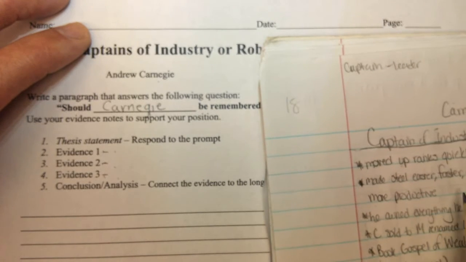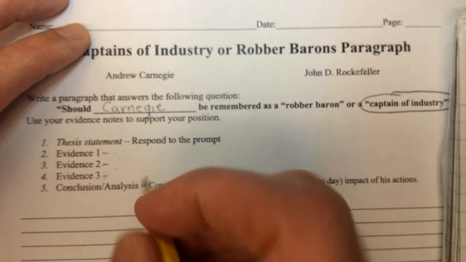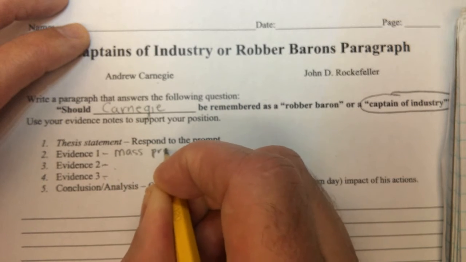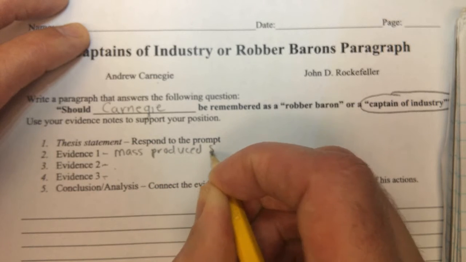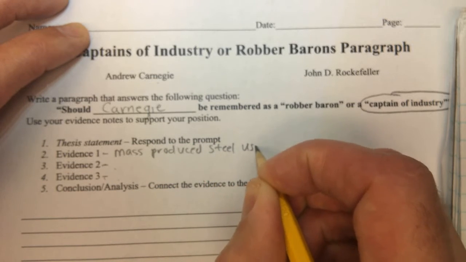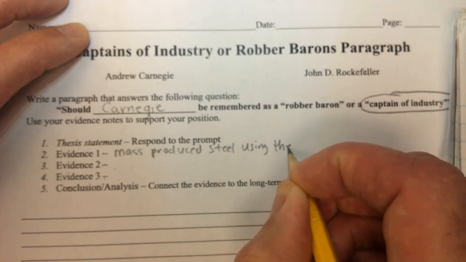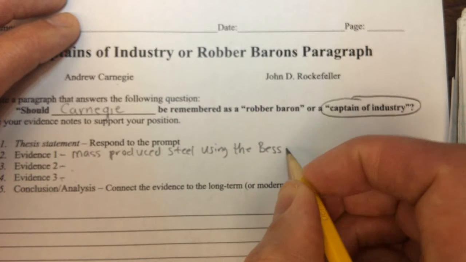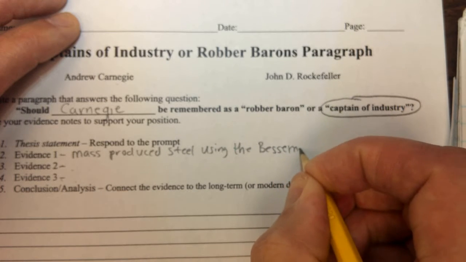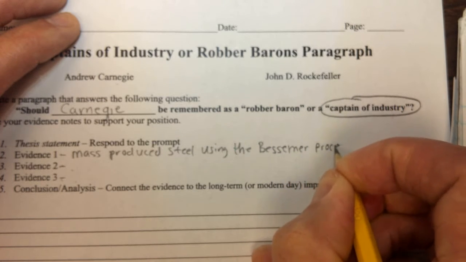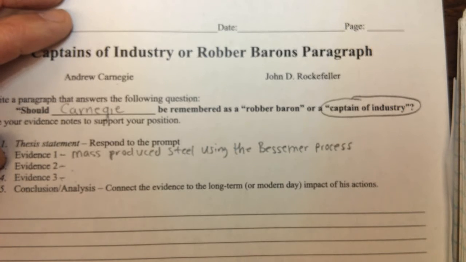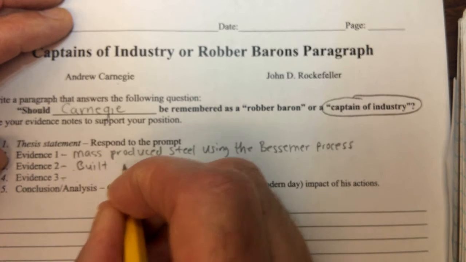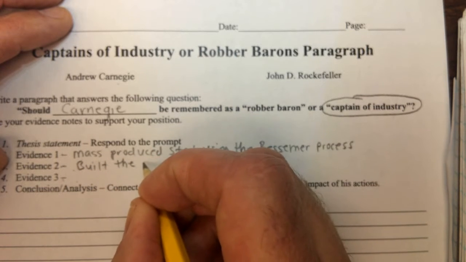All right. So, looking at this, let me choose: he made steel faster and more productive. He mass-produced steel using the Bessemer process. Okay, that makes him a captain. Of course, he built the American steel industry.